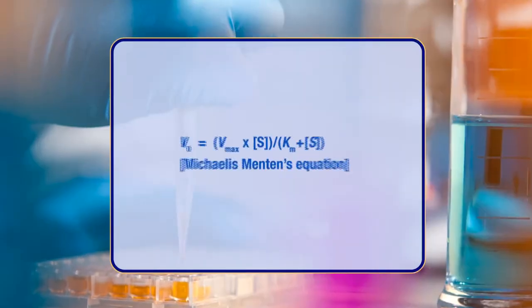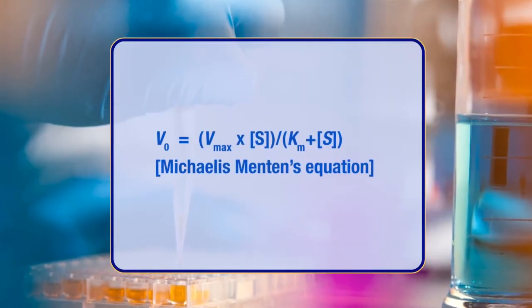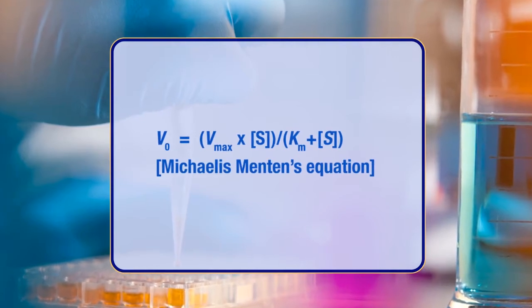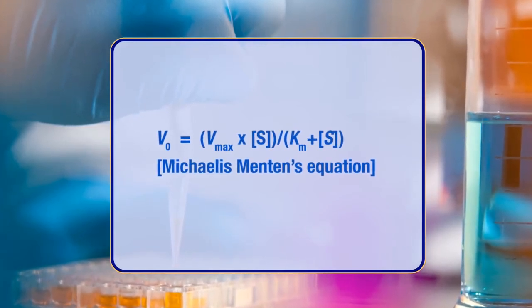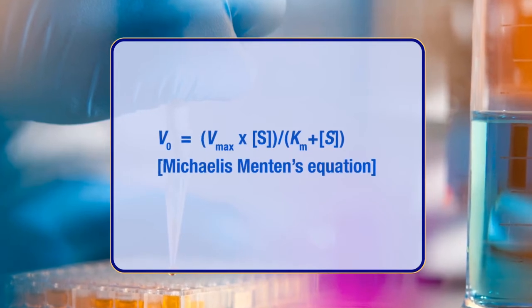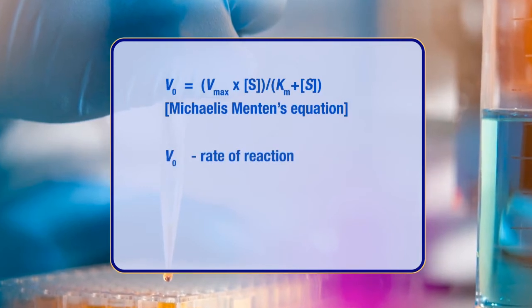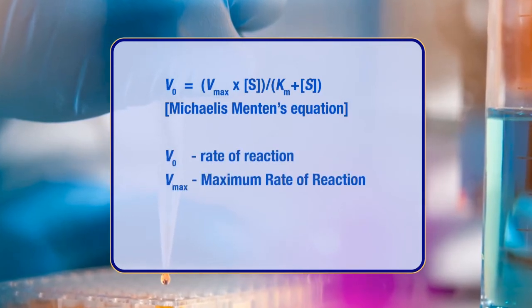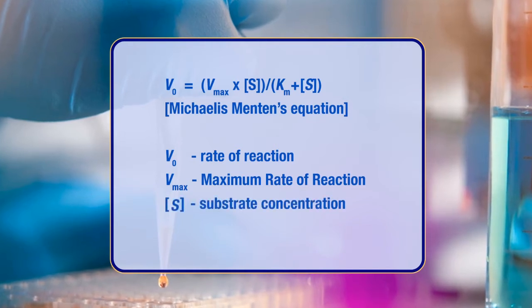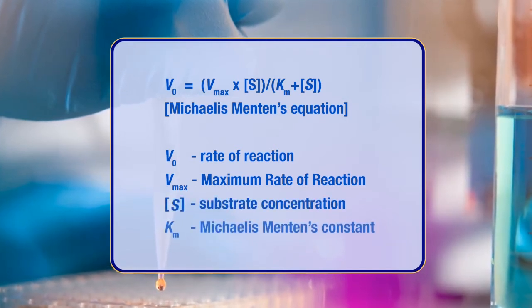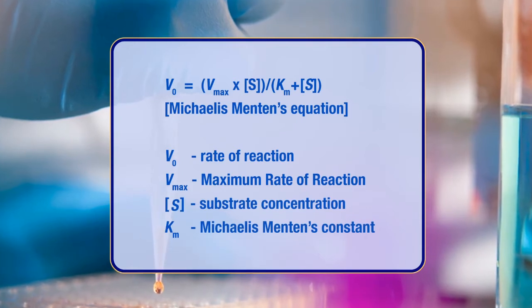Using the Michaelis-Menten equation and Lineweaver-Burk plot or reciprocal plot, the values of Km and Vmax are calculated. Using the formula, V0 is equal to Vmax times the concentration of substrate divided by Km plus the concentration of substrate, which is the Michaelis-Menten equation, where V0 is the rate of reaction, Vmax is the maximum rate of reaction, and S represents substrate concentration. Km is the Michaelis-Menten constant.